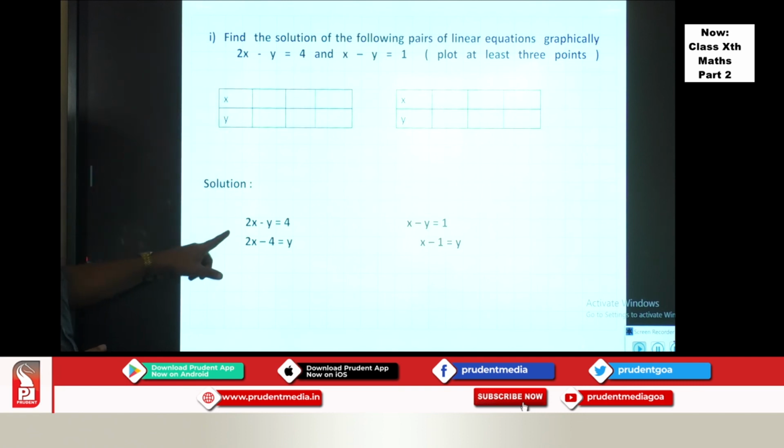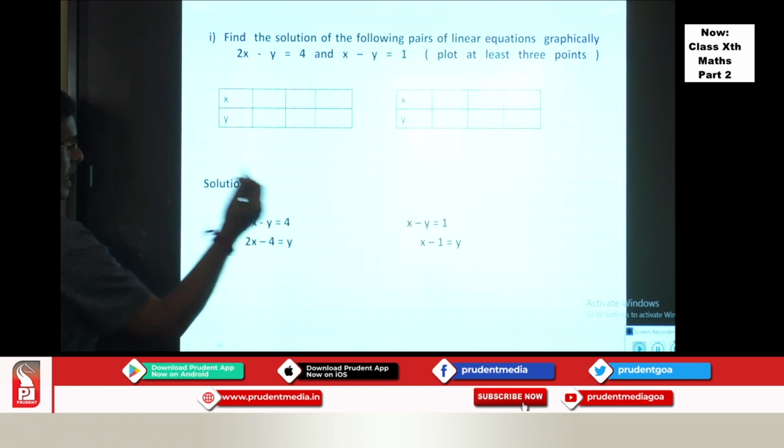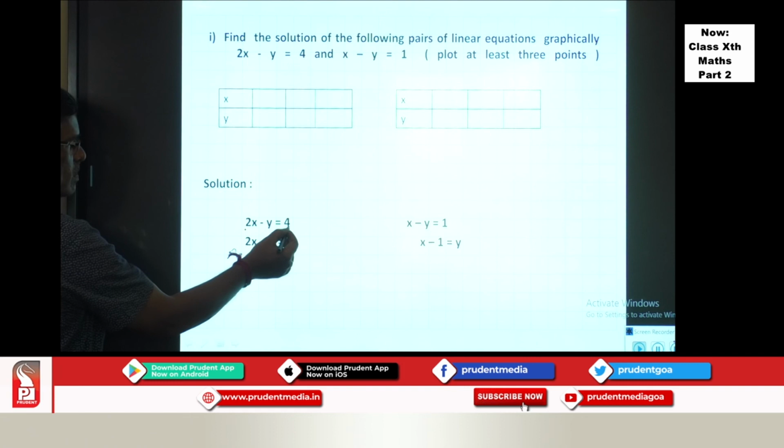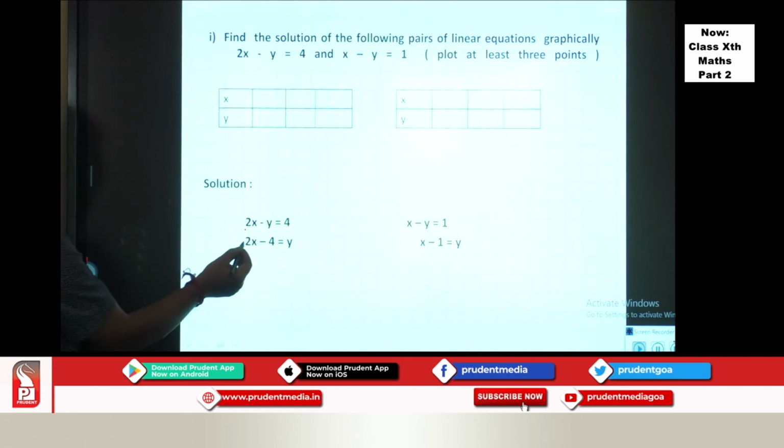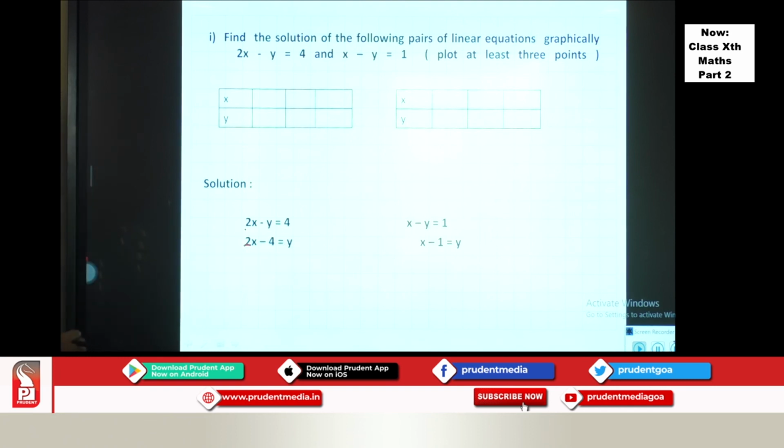Let me explain it here. I have taken this equation 2x minus y is equal to 4. See, x has the coefficient 2, and y has the coefficient minus 1, and this is the constant term. So what I have done is, I have shifted this minus y to the right hand side and shifted the constant to the left hand side. So what I get here is 2x minus 4 is equal to y, so that I can substitute the value of x here and you will get the value of y.